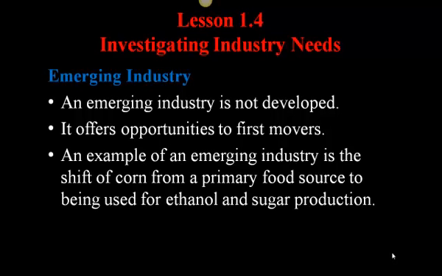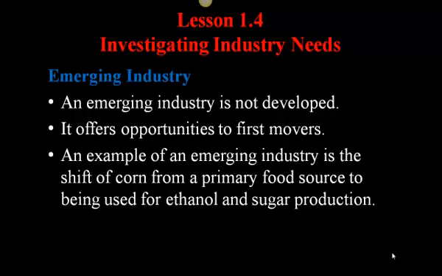An emerging industry is not developed. It offers opportunities to first movers. An example of an emerging industry is the shift of corn from a primary food source to being used for ethanol and sugar production. So based on this example, let's talk about this. Corn is not new. But when they began to shift the use of corn, that became an emerging industry. And as you'll know, that took off.